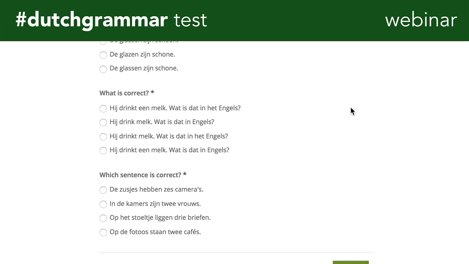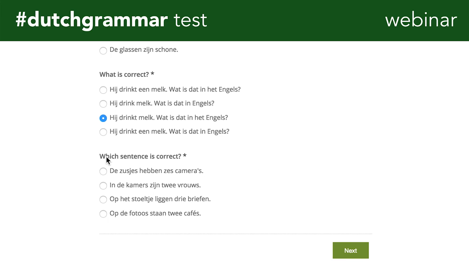What is correct? Melk is uncountable. With uncountable nouns, we do not use the indefinite article een. Lesson 39. And then, is it in Engels or in het Engels? In lesson 21, I discussed the differences between Dutch and English on when to use an article. In Dutch, it is different than in English. We say in het Engels.